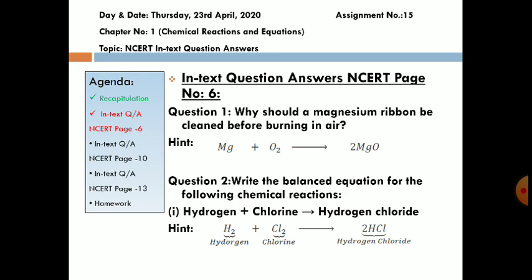This layer of magnesium oxide is quite stable and prevents further reaction of magnesium with oxygen. The magnesium ribbon is cleaned with sandpaper to remove this layer so that the underlying metal can be used for the reaction.